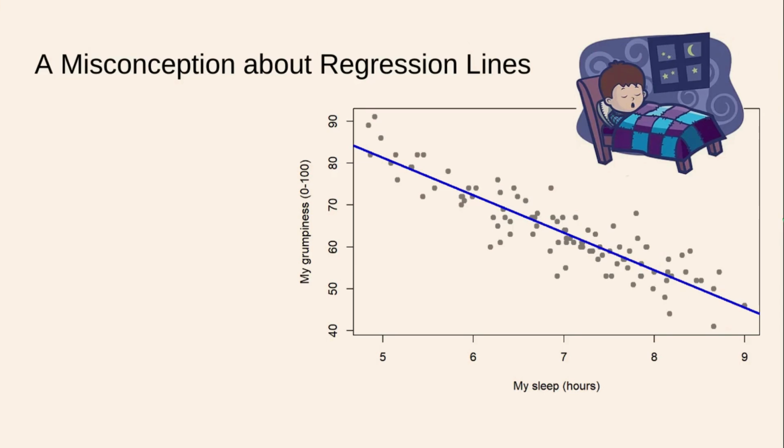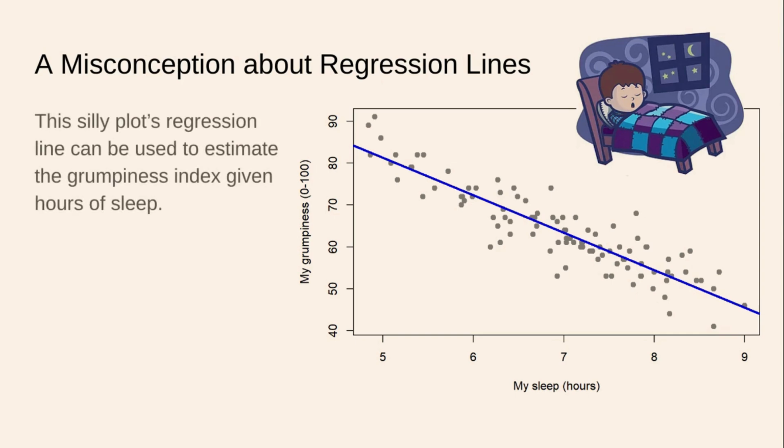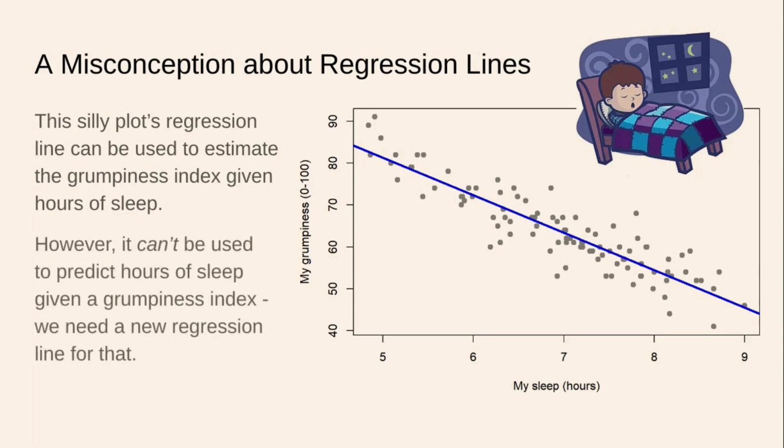Welcome back, AP Statistics. We're going to start our last section of Chapter 7 with a misconception about regression lines. This silly plot's regression line can be used to estimate the grumpiness index, apparently measured from 0 to 100, given hours of precious sleep. However, it cannot be used to predict hours of sleep given a grumpiness index. We need a new regression line for that. Well, what does that mean?